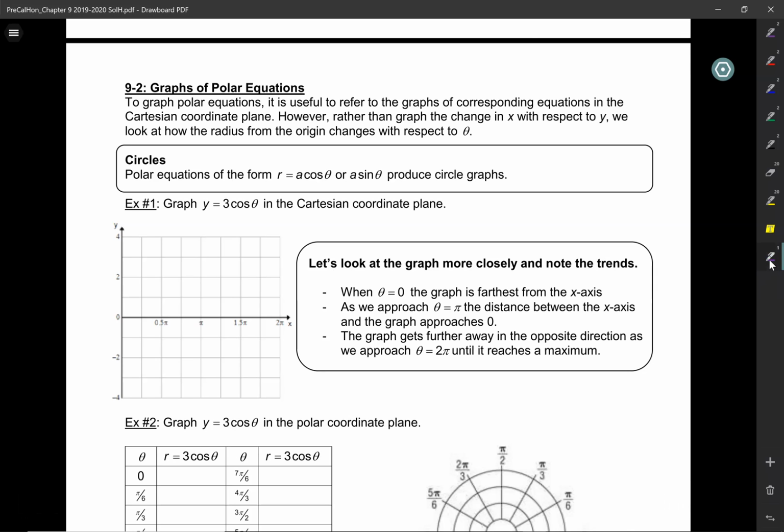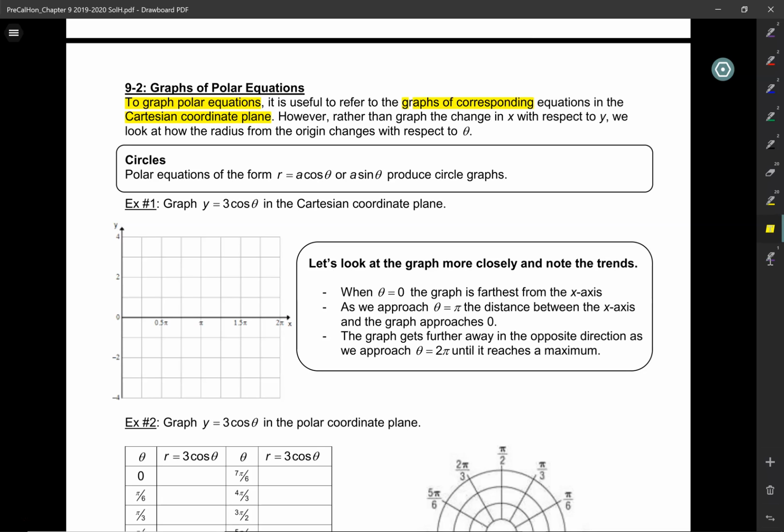Okay, so in this section we are going to tackle 9.2. We're going to start graphing polar equations. So first and foremost, to graph a polar equation, we have to refer to the graphs of corresponding equations in the Cartesian coordinate plane, which we can do because we've done chapter 4. So when we were graphing y equals sine x, cosine x, and so on, all of that stuff we're going to have to recall right over here.